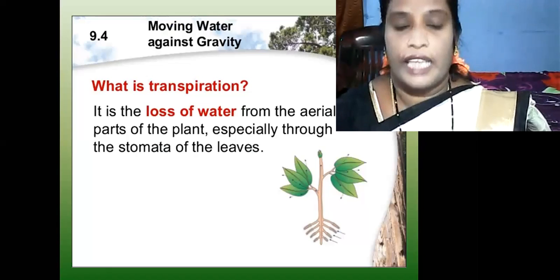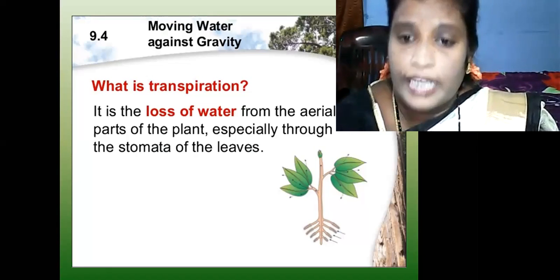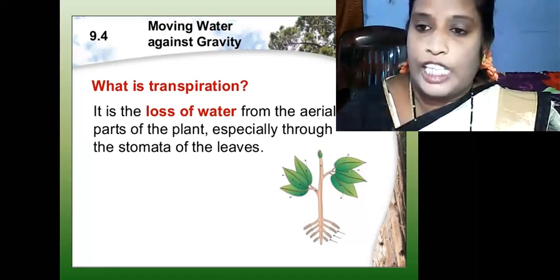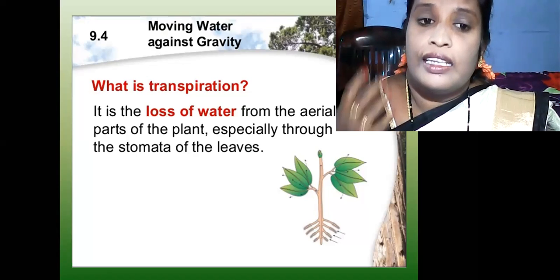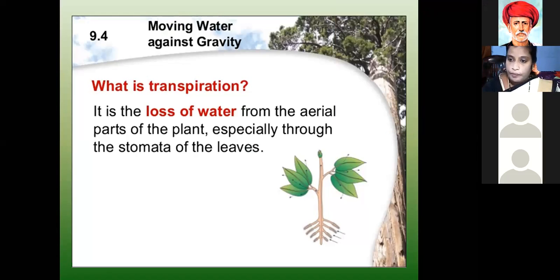I'm going to explain in this slide. First, I give the definition of transpiration. What is transpiration? Transpiration is the loss of water from the aerial parts of the plant, especially through the stomata of the leaves. We know the plant has green leaves. Inside the leaves, specialized structures are there, which we call stomata. Stomata help in respiration, nutrition, and transpiration also.